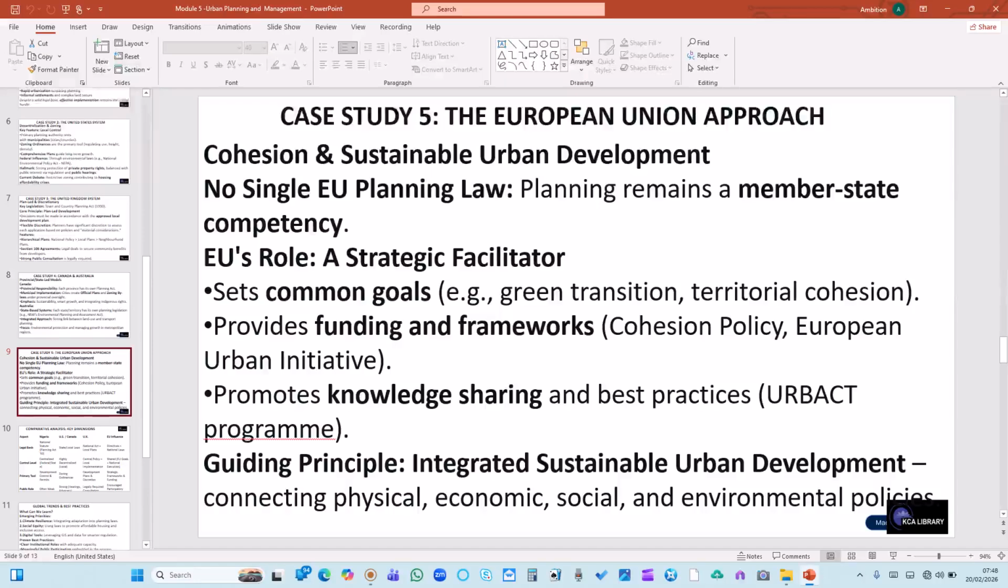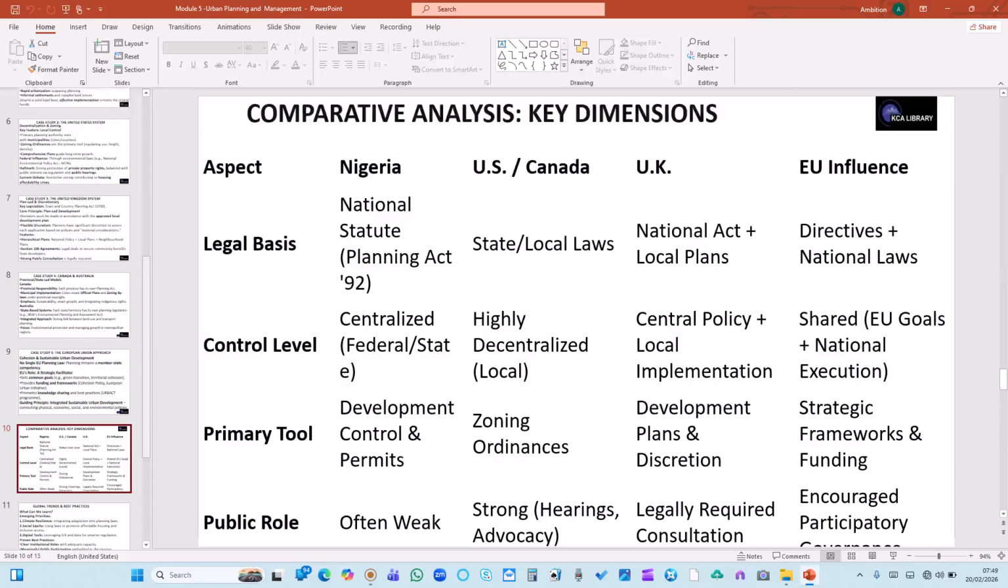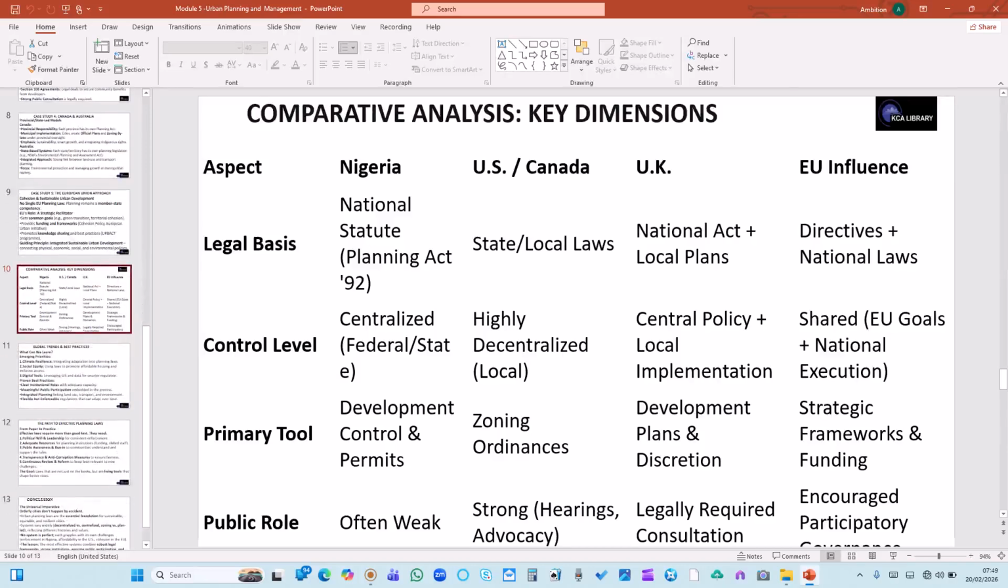It has a set of common goals, which include green transition and territorial cohesion. It also provides funding and framework, which involve cohesion policy and the European Urban Initiative. It also promotes knowledge sharing and best practice, that is the URBACT program. The guiding principle of the European Union is integrated sustainable urban development, which involves connecting physical, economic, social, and environmental policies.